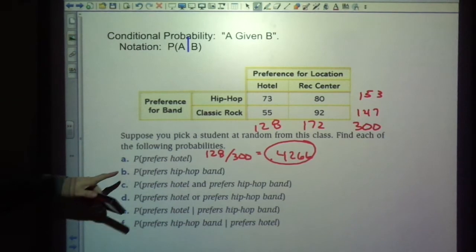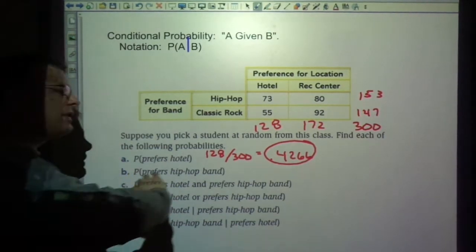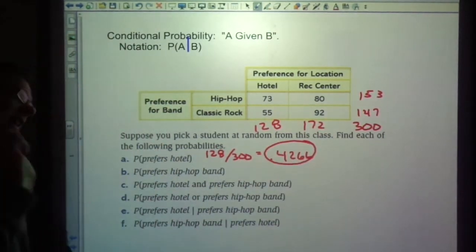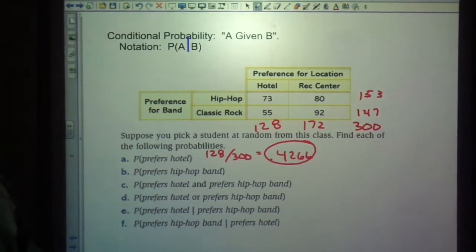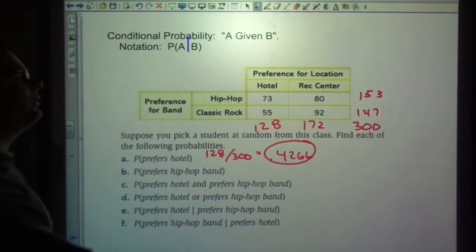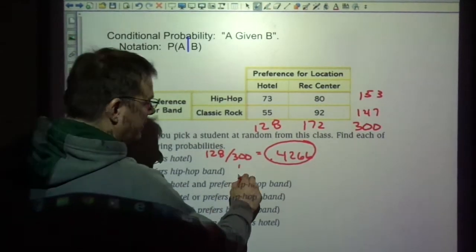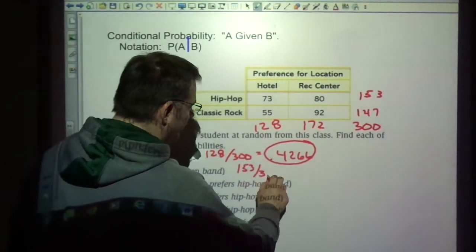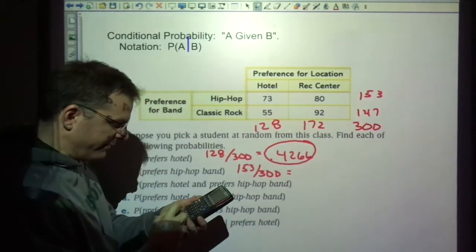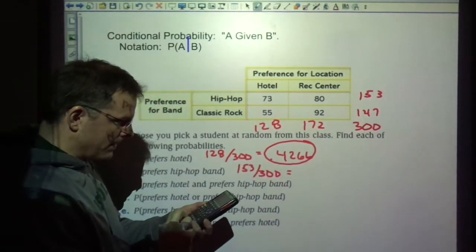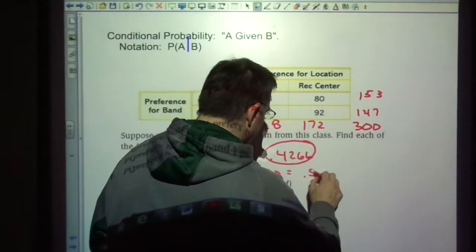The next one: if I choose one of these 300 people, what's the probability that they say they prefer hip-hop? Well, there were 153 people out of the 300 that preferred hip-hop. So 153 out of 300 looks like it's about 50%. That is 51%.